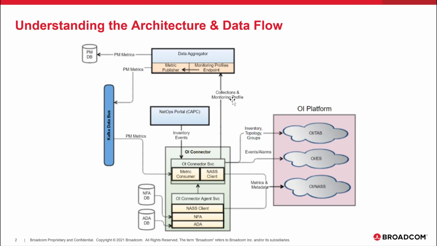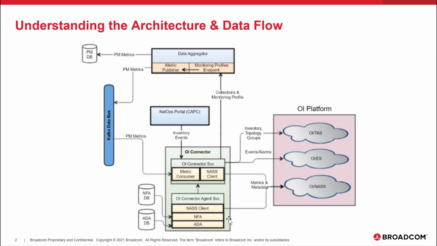And after the OI connector core service makes that subscription to the metric publisher, it will then subscribe to listen on that Kafka topic for PM metrics. So it listens on the bus for PM metrics, and when it receives those, it processes them and sends them to NAS via the NAS client.